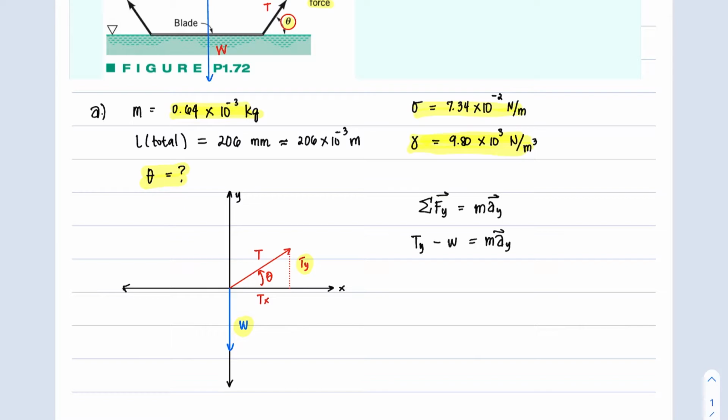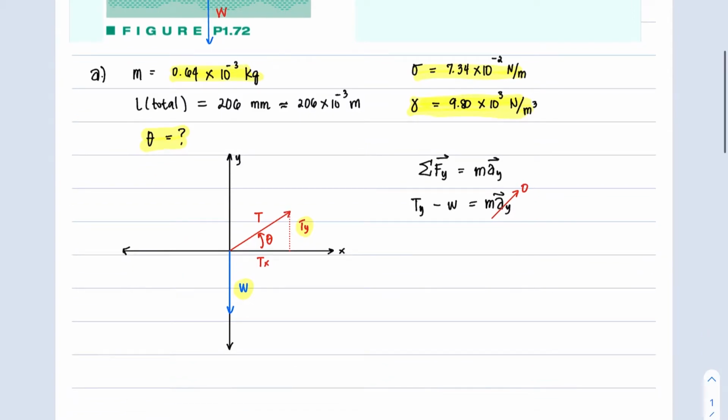Now, a very beautiful thing that you have to note of this problem is the fact that you have zero acceleration because basically you're trying to find theta when your blade is practically at rest. So at rest it means zero acceleration, so the right hand side will just be zero. So what you are dealing with basically is just this t sub y minus omega is equal to zero. So I'm just going to write that one, minus omega is equal to zero.